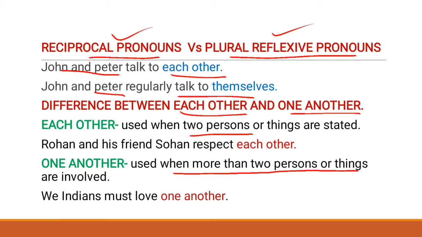For example, when we say Rohan and his friend Sohan respect each other, it means we are talking about two persons, Rohan and Sohan. When we say we Indians must love one another, it means we are talking about more than two persons. I hope you have understood the difference between each other and one another.